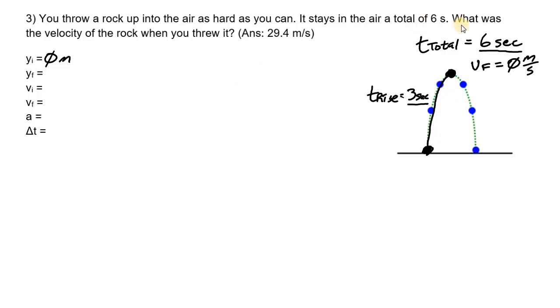And what are we trying to find here? What was the velocity of the rock when you throw it? Isn't that the initial velocity? We know that the final velocity is 0 meters per second. And what is the acceleration? Well, it's the acceleration due to gravity. And the T from here to here is our 3 seconds.